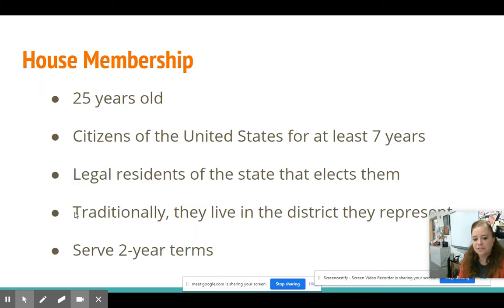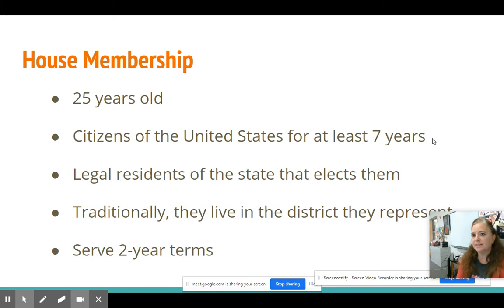Okay, this was on the chart at the front. So House membership: 25 years old, citizens of the United States for at least 7 years. So you don't have to be a natural born citizen to become a member of the House. You can be born somewhere else, and as long as you become a legal immigrant and become a naturalized citizen, you will be able to run for Congress if you want. You have to be a naturalized citizen for at least 7 years. You have to be a legal resident of the state where you're elected.